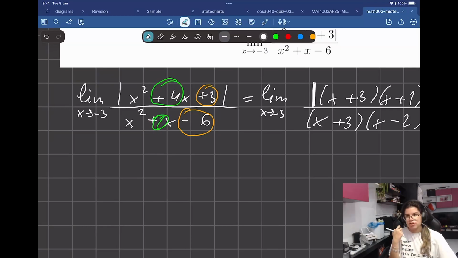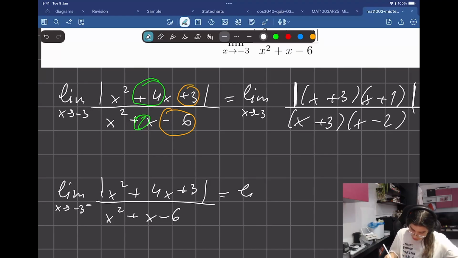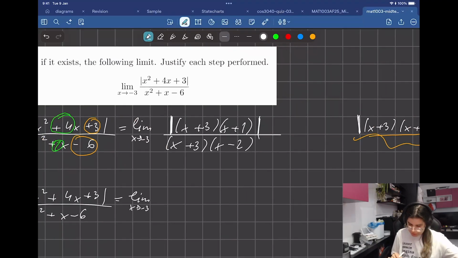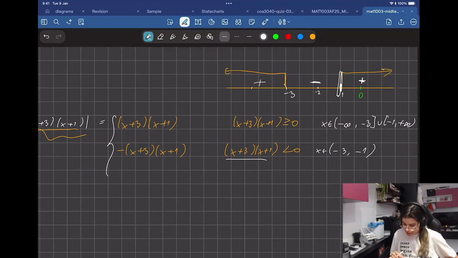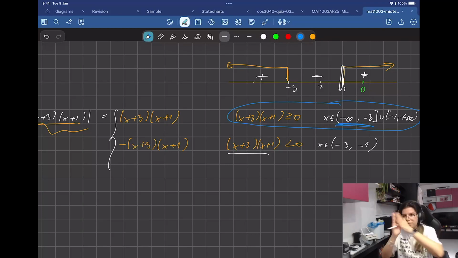So I need to calculate the one-sided limits, right? So I'm going to start with the left-hand side limit of x squared plus 4x plus 3 over x squared plus x minus 6. So because I know I'm approaching minus 3 from the left, that means that my x is less than minus 3. So if it's less than minus 3, then I'm going to be in this interval, right? Because this interval includes minus 3 and below. Therefore, I'm going to use this formula for the modulus.